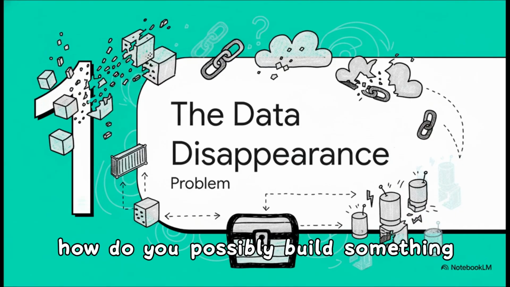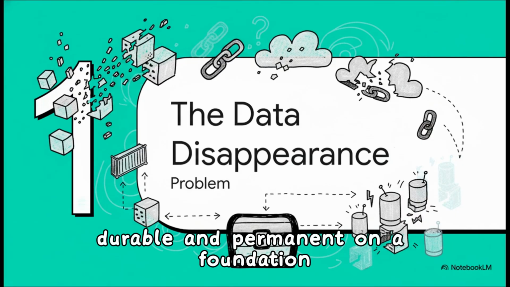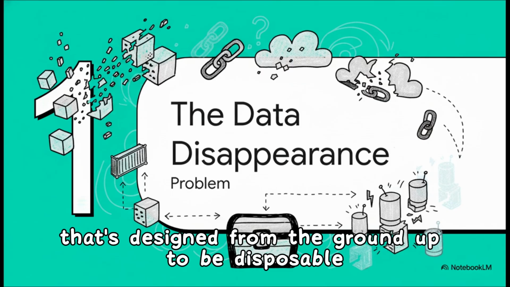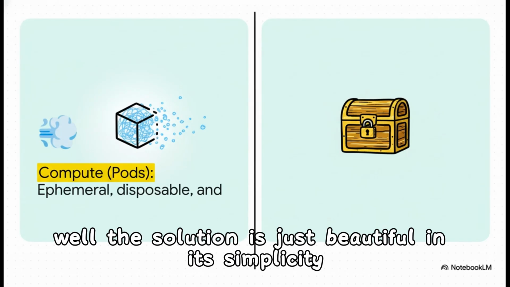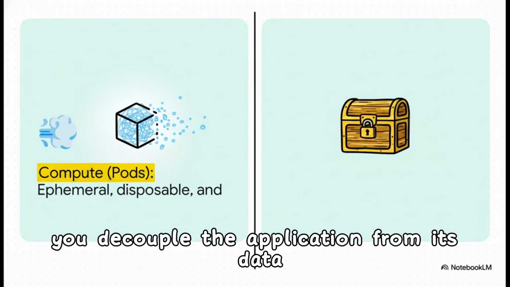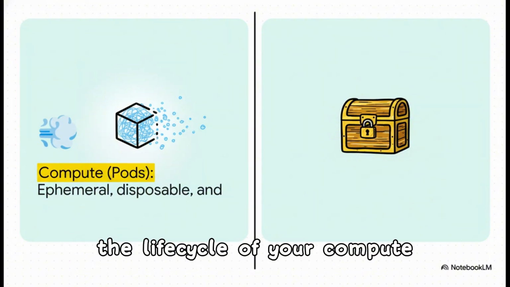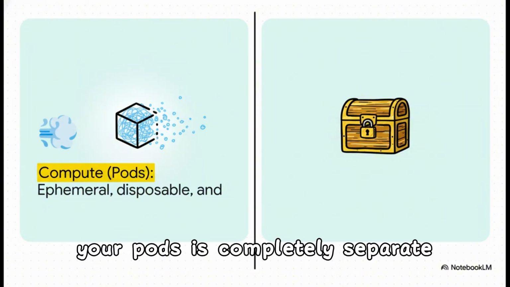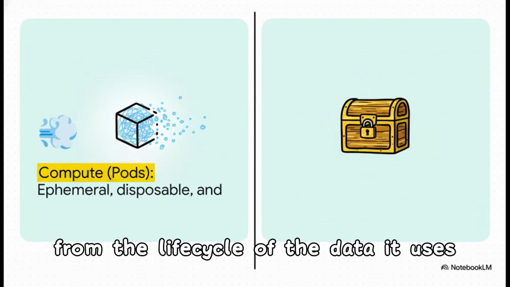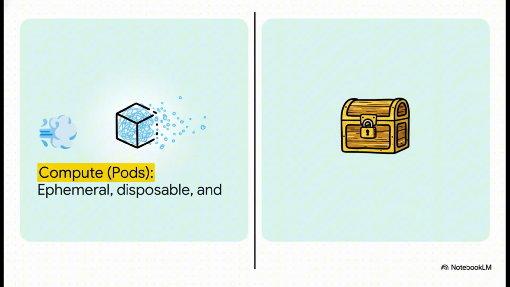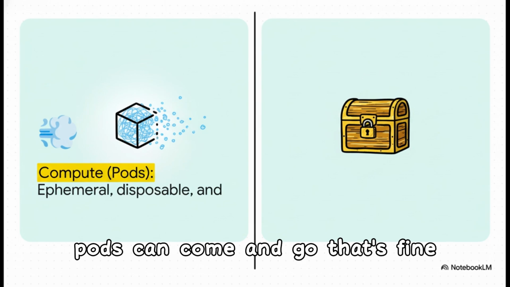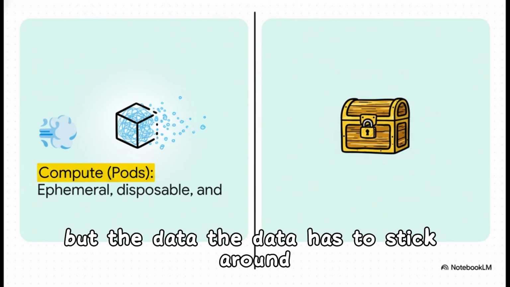How do you possibly build something durable and permanent on a foundation that's designed from the ground up to be disposable? Well, the solution is just beautiful in its simplicity. You decouple the application from its data. You just separate them. In the world of Kubernetes, the lifecycle of your compute, your pods, is completely separate from the lifecycle of the data it uses. Pods can come and go, that's fine, but the data has to stick around.